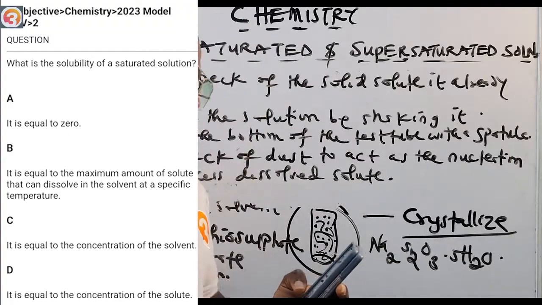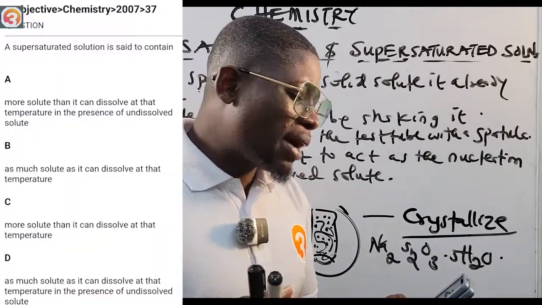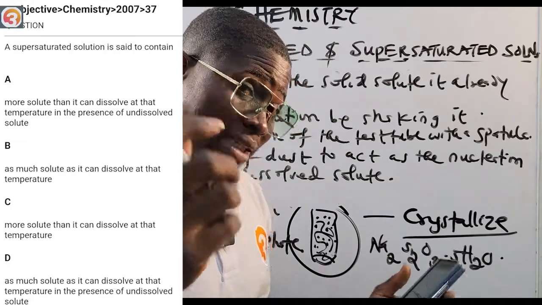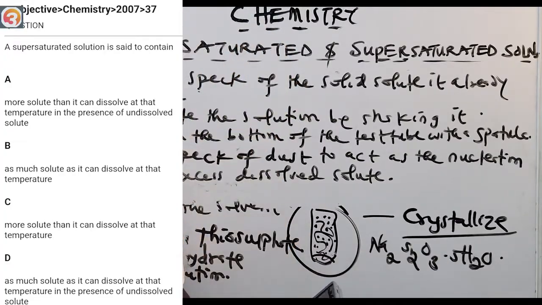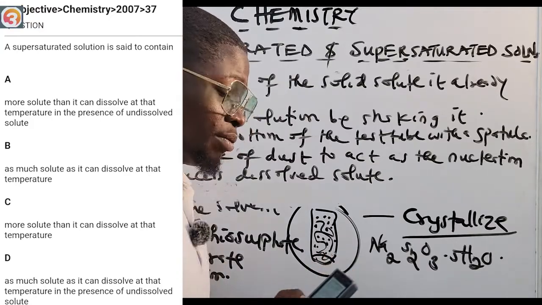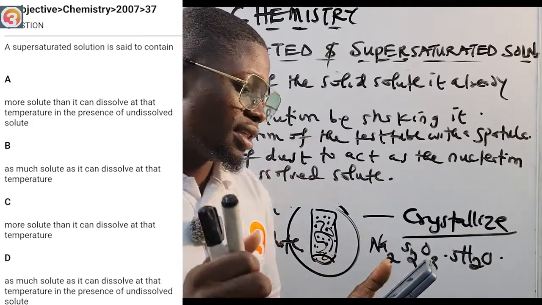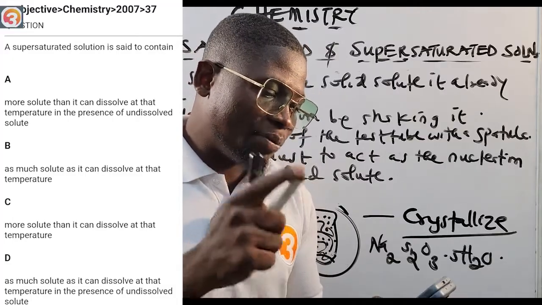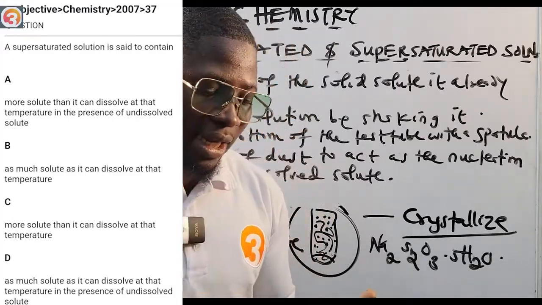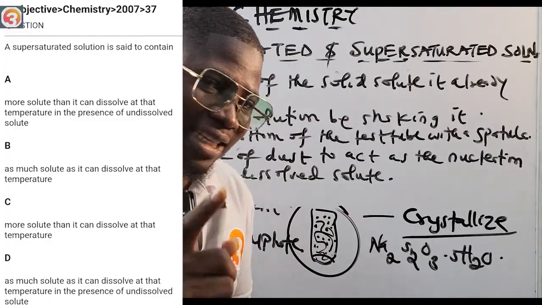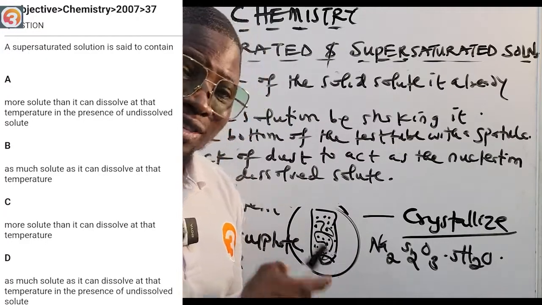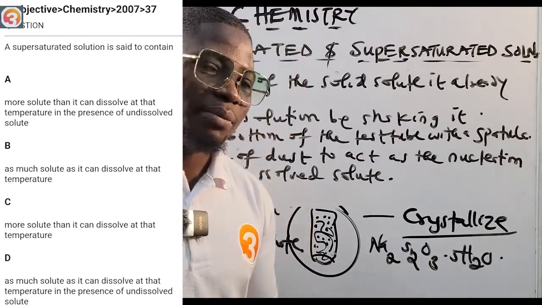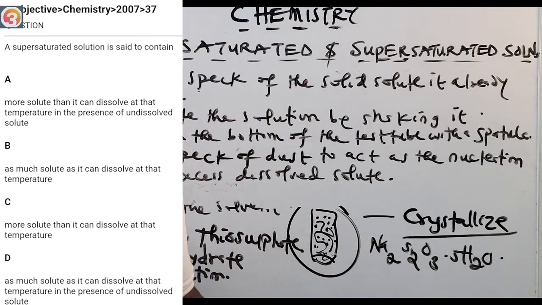Now 2007 number 37. A supersaturated solution is said to contain more solute than the solvent can dissolve, and the solute will gather at the bottom. A supersaturated solution is said to contain more solute than it can dissolve at that temperature in the presence of undissolved solute. It's not A, because that is describing a saturated solution. B says as much solute as it can dissolve at that temperature. That's a saturated solution.